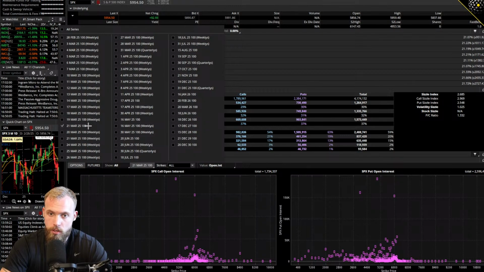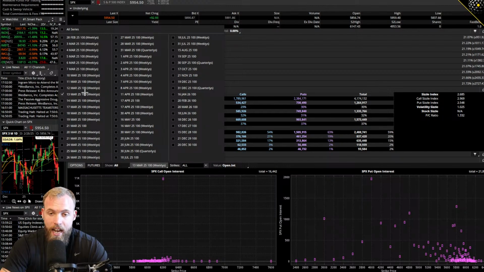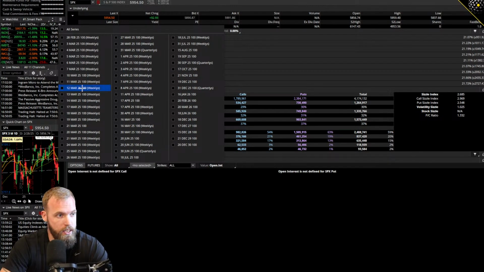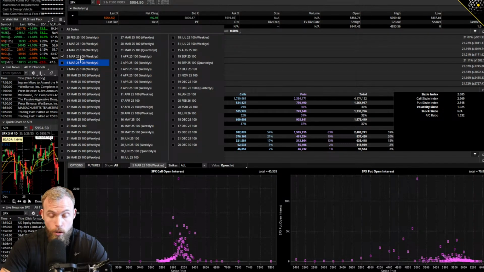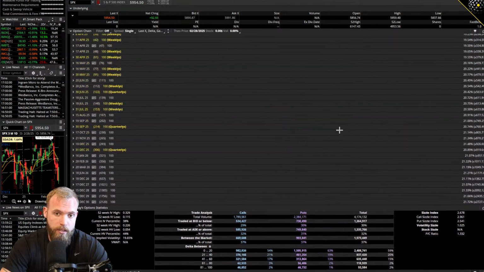What do you notice? You notice that the standard expiration has insanely higher open interest than all of these individual little weekly options. This will almost always be the case. So you should be aware of that propensity.